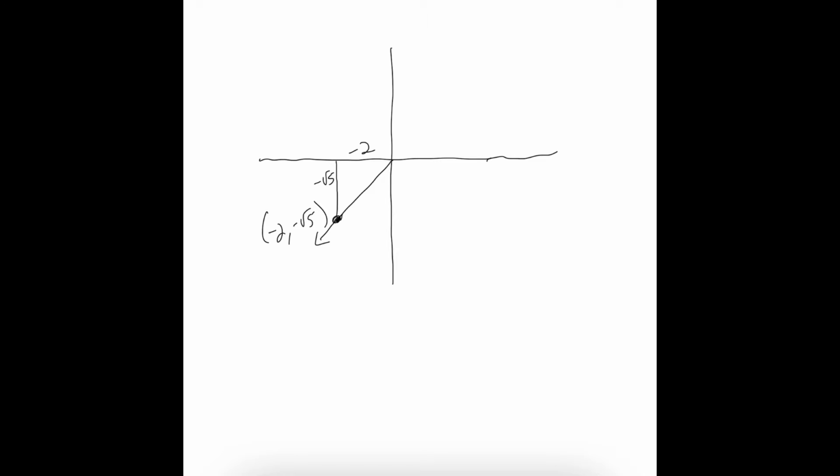So since this is not a right triangle triple, then we need to do Pythagorean theorem to find the hypotenuse of it. And so that's what we'll do. So we're going to do a squared, which is -2 squared plus -√5 squared equals c squared. -2 times itself is 4.